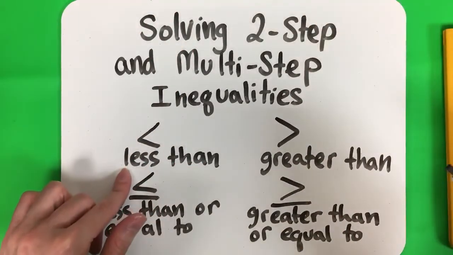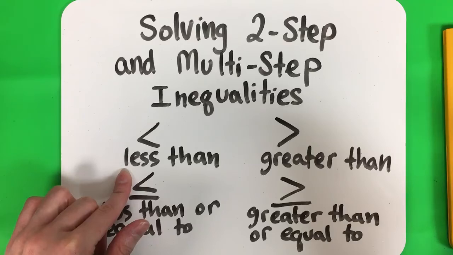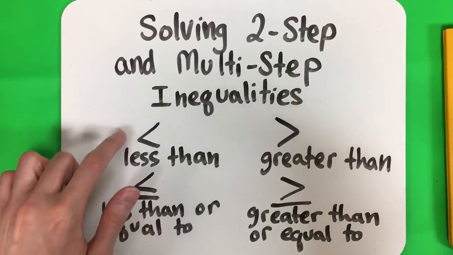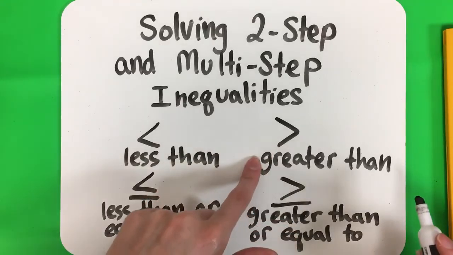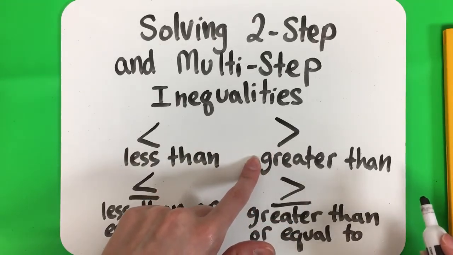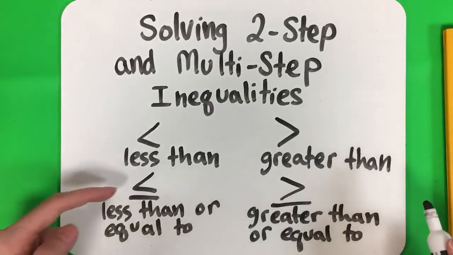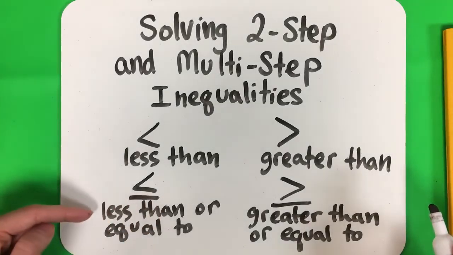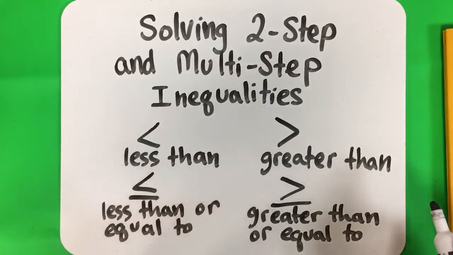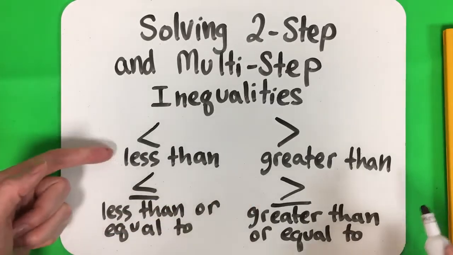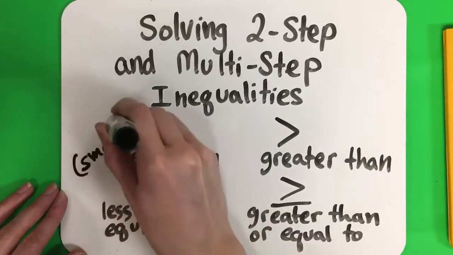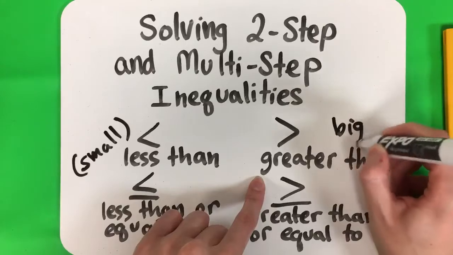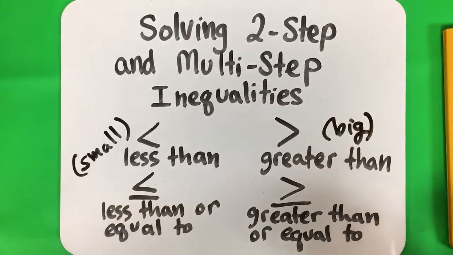Less than means smaller, or menor que. So less, smaller, small. This one is greater than. Greater means big, mayor que. This one's big. If there's a line down, then it will be less than or equal to. And then this one is greater than or equal to. So remember, less is small, and greater is big. Okay?